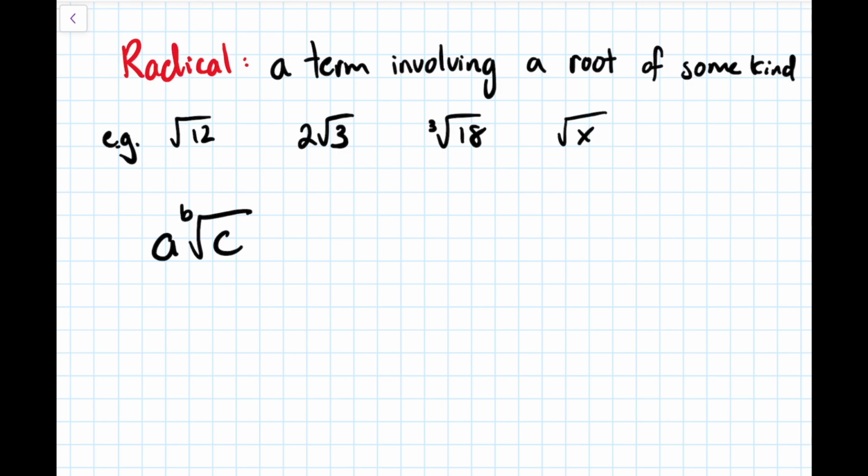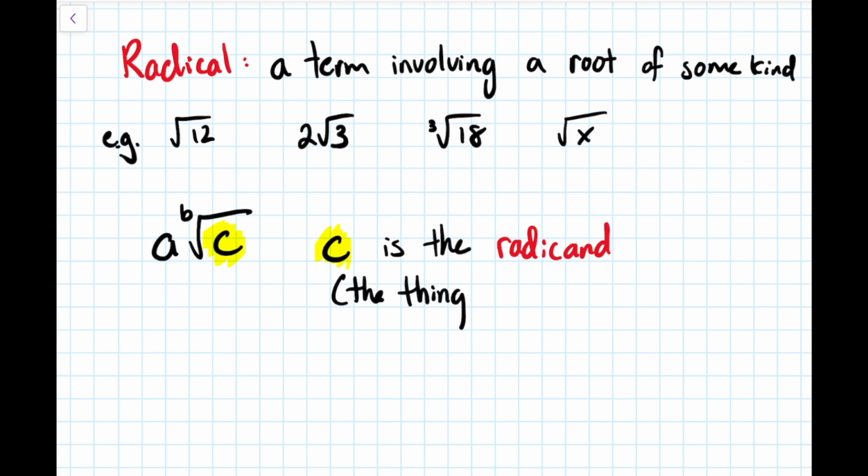So first, and probably most importantly, is that thing on the inside. So I've labeled that C here. And so the thing on the inside of your root is called the radicand. And that's just whatever you're doing your root of. So in our previous examples, square root of 12, 12 is your radicand. It's the thing you're finding the root of.